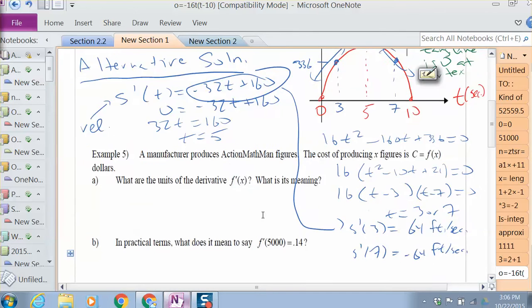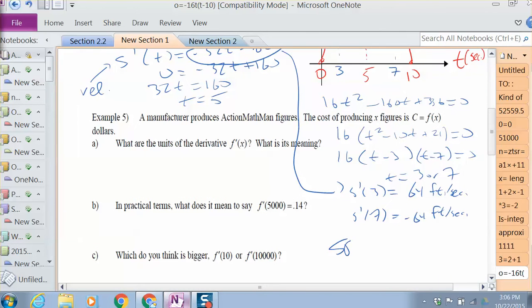The speed, however, is 64 feet per second for both. That's because speed is the absolute value of velocity. Very important.